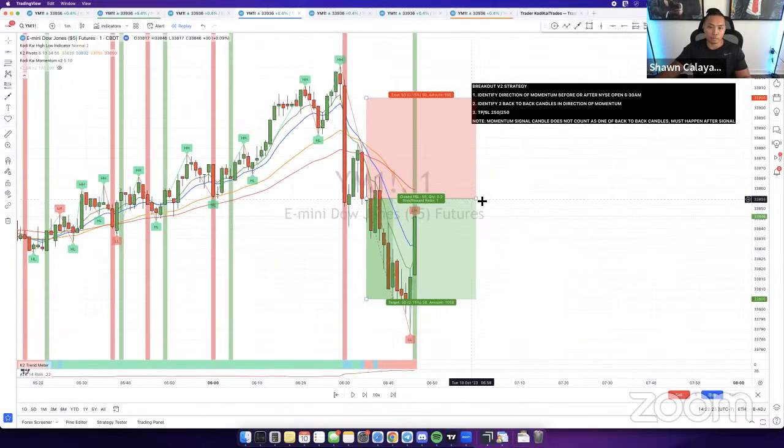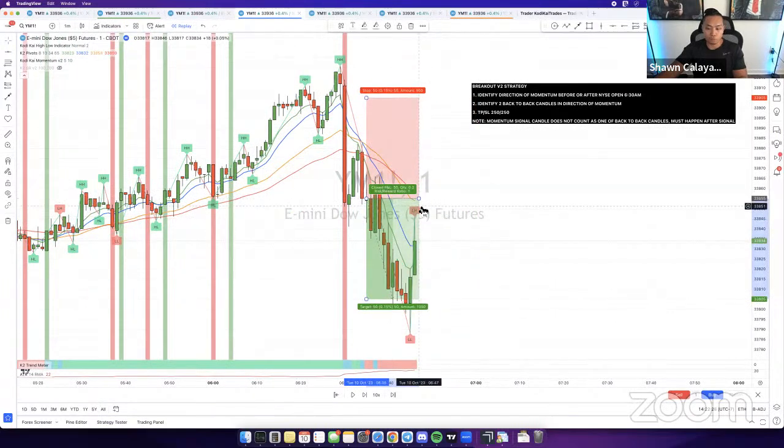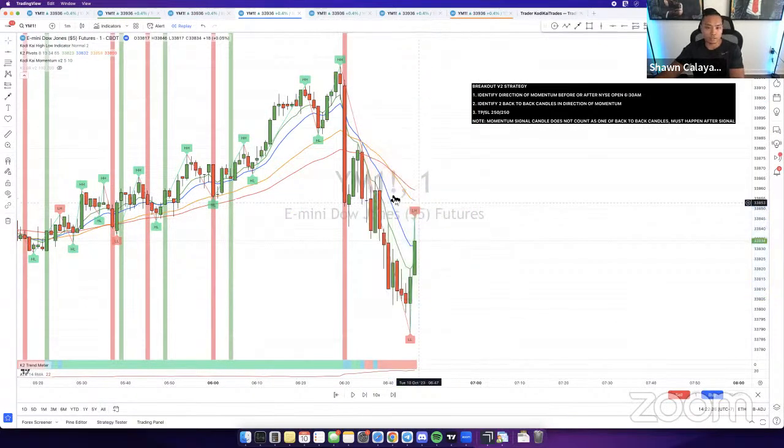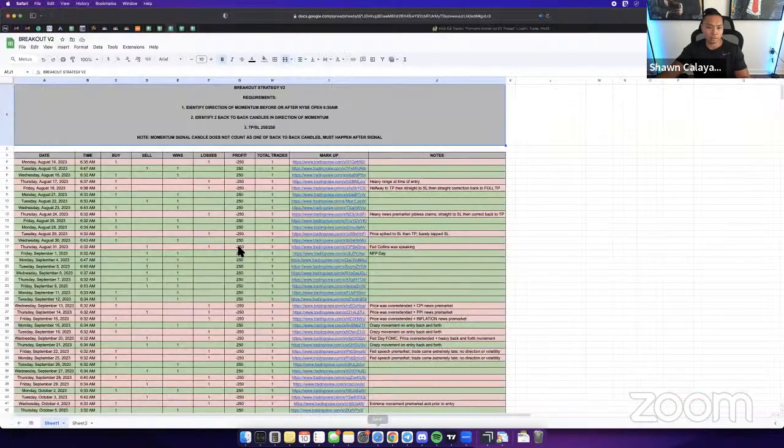And you can see it still works. It's just harder for a beginner to identify this because you need to know what a strong candle is, right? So I think the breakout V2 is a lot easier for a majority of people. And then looking at the stats for the breakout V2.